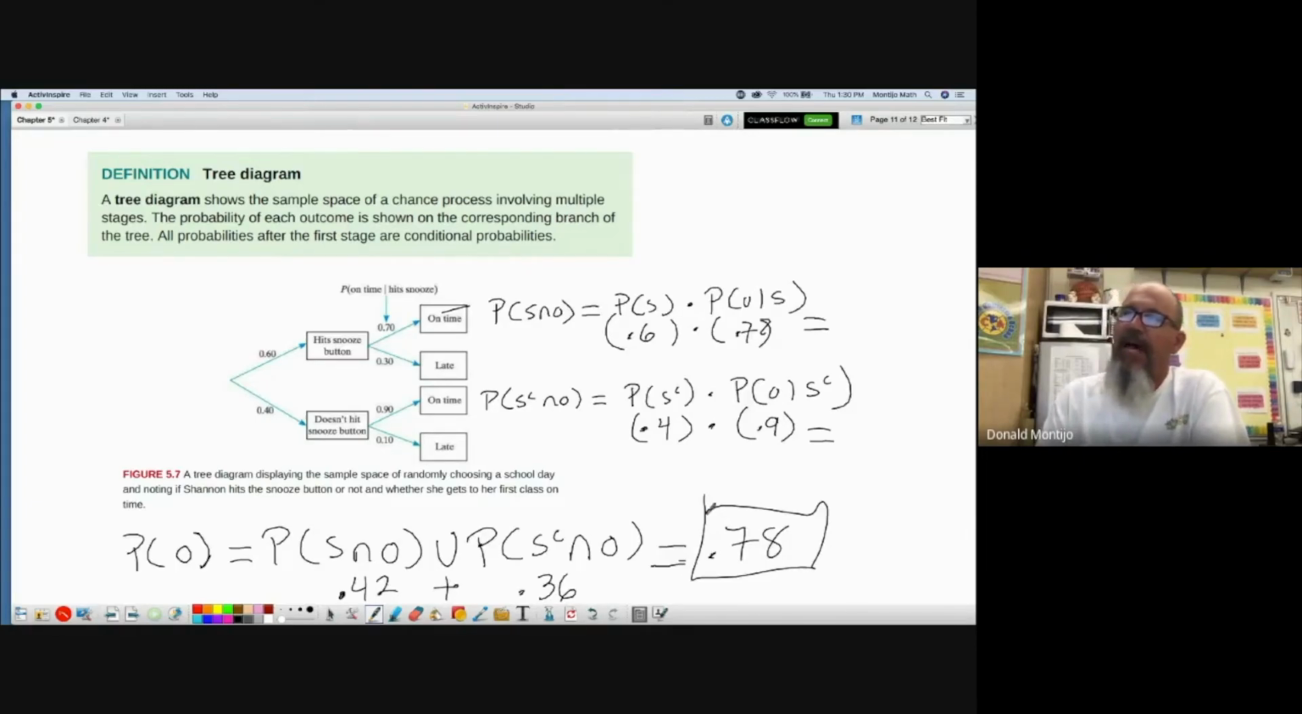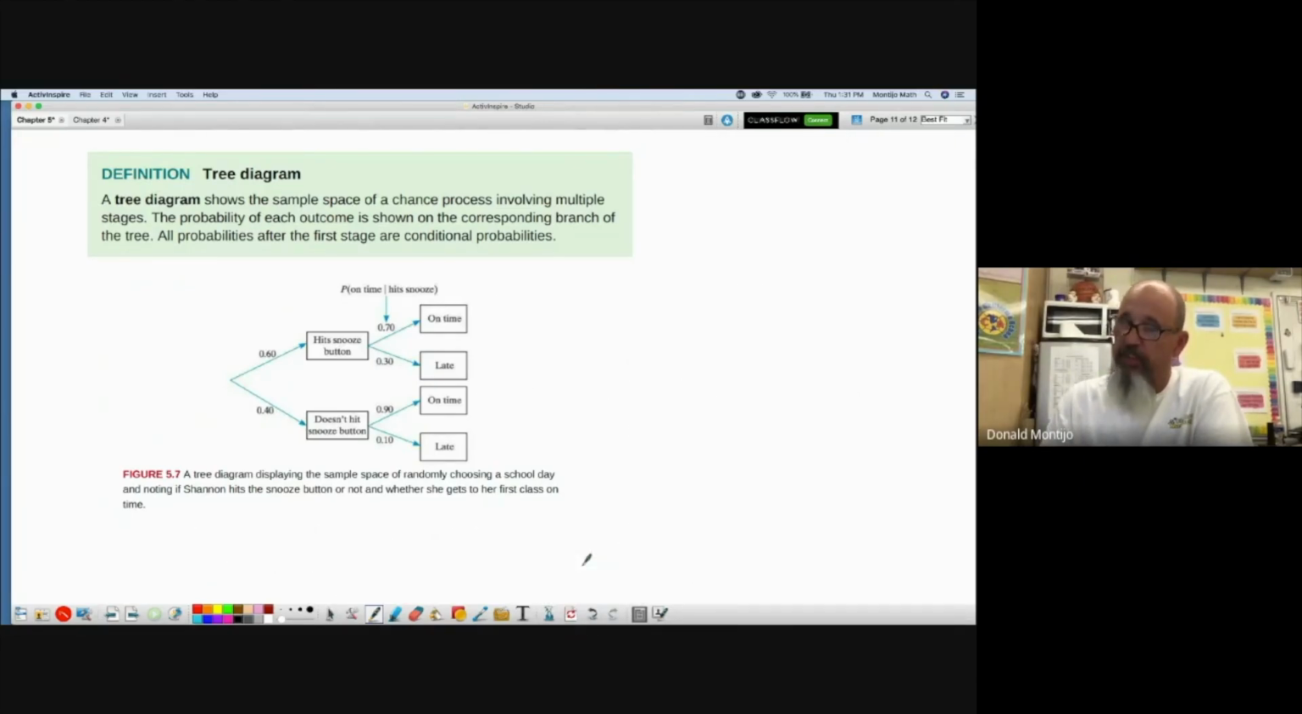Okay, so that's how we would use this tree diagram to make our life way, way easier. There's lots of different types of questions that we could ask like this. The tree diagram, again, is for sequential events, okay? Probability to hit snooze, given that I'm on time. So anytime we have sequential or conditional, we're going to really like to use this tree diagram to try to model that. One more example here before we finish up this chapter.